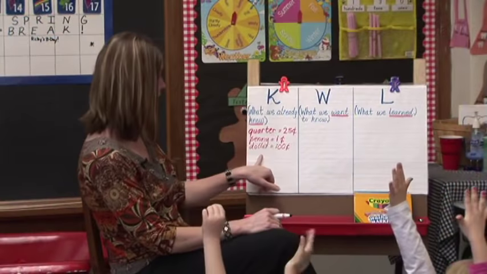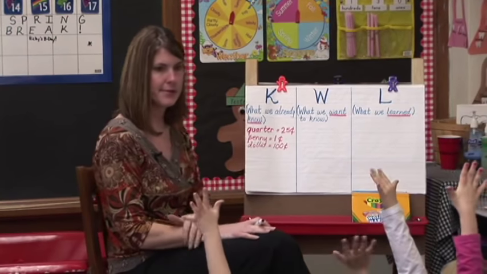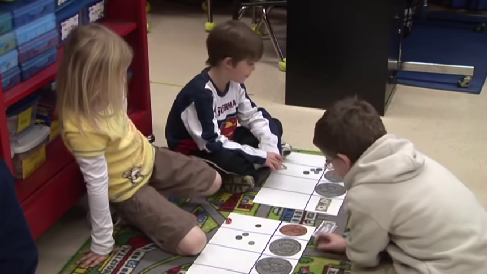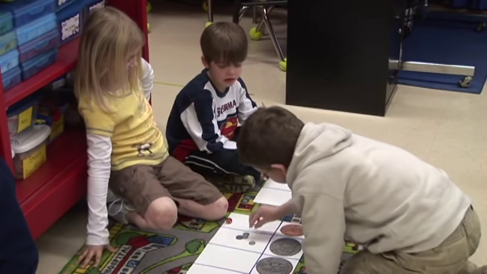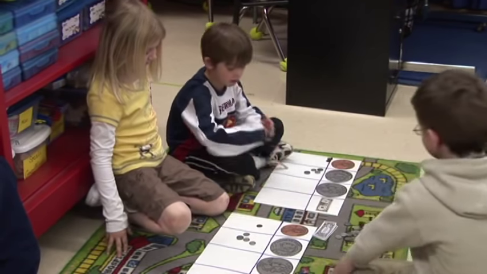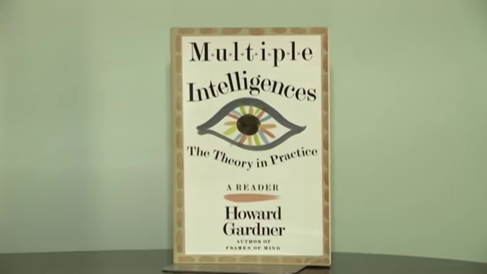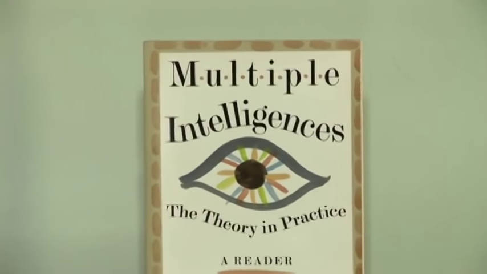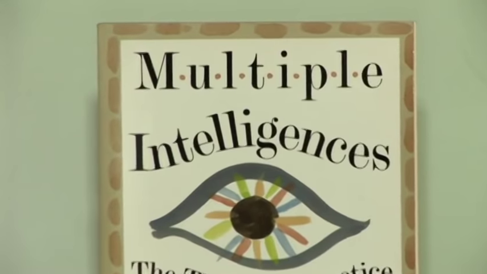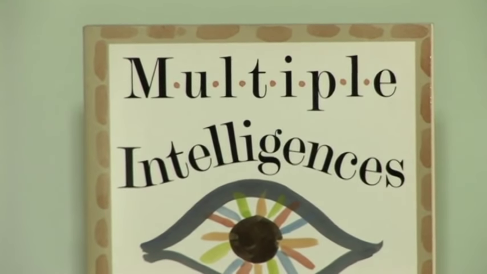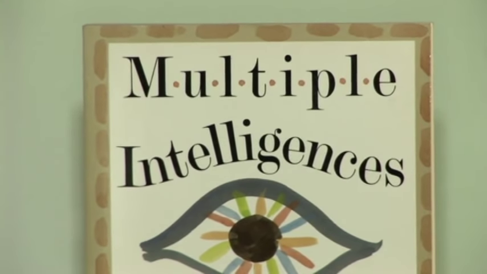When teachers begin to differentiate the instruction in their classrooms, it becomes apparent that not all students approach problem solving in the same way. In his writings about multiple intelligences, Howard Gardner has identified several intelligence preferences or strengths that students rely upon to take in information and solve problems.